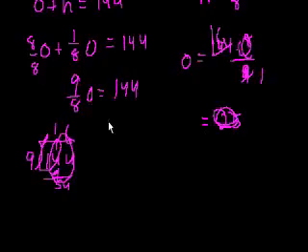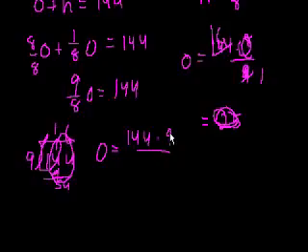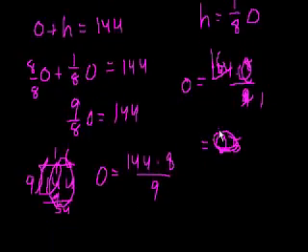9/8 oxygen is equal to 144. So oxygen is equal to 144 times 8/9. Oh, I was doing it right. So where was my mistake? Okay, 144 times 8/9. Oh, I just made a mistake at the very last step. 9 goes into 144 16 times.